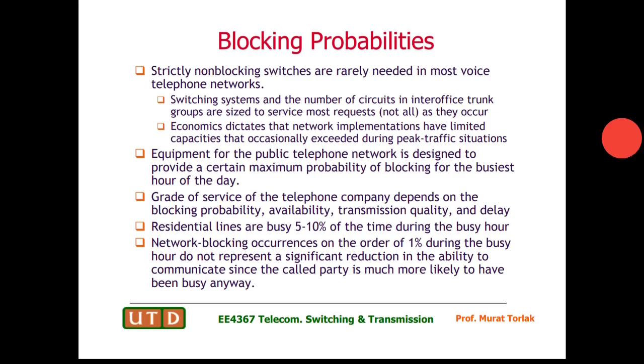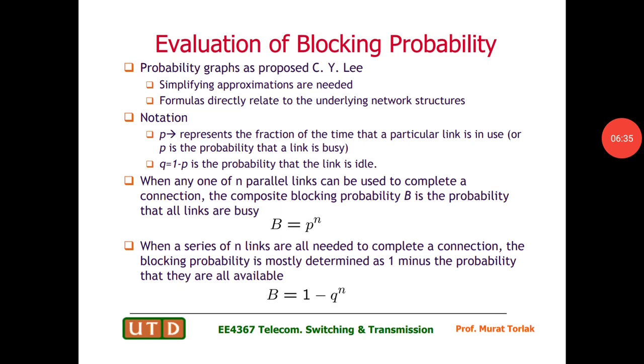Evaluation of blocking probability. Probability graphs were proposed by C.Y. Lee, so it is also called Lee graph. Simplifying approximations are needed. Formulas directly relate to the underlying network structures. Here, P represents the fraction of the time that a particular link is in use, or P is the probability that a link is busy. Q is equal to 1 minus P, the probability that the link is idle.